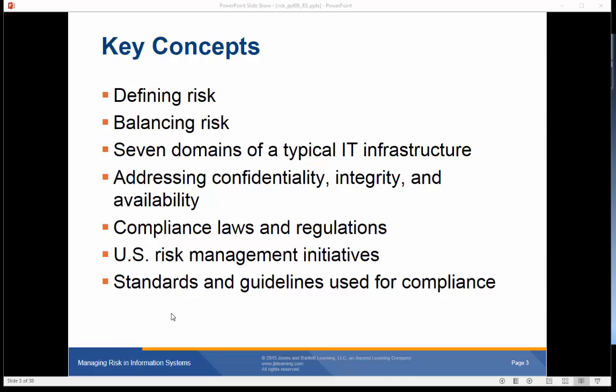So anyway, the CIA triad is not the Central Intelligence Agency by any means, but it does mean confidentiality, integrity, and availability. We'll touch on compliance laws and regulations, and basically the United States risk management initiatives. We'll also look at the standards and guidelines used for compliance, and many of you have probably seen some of those.